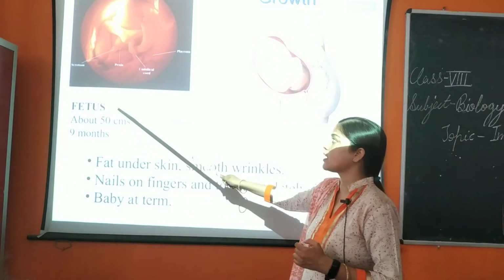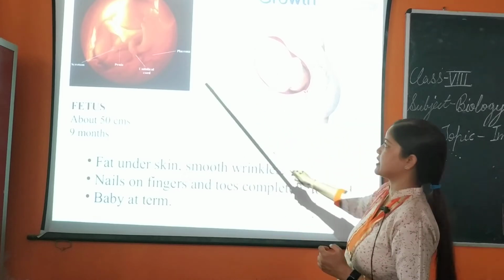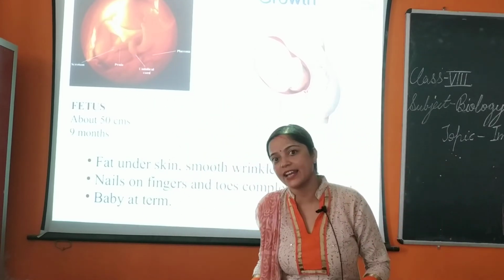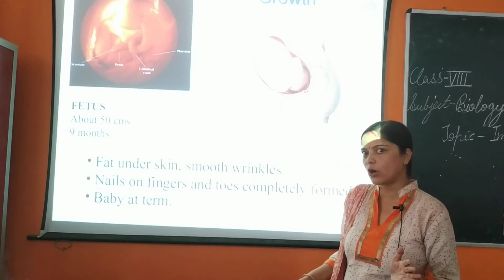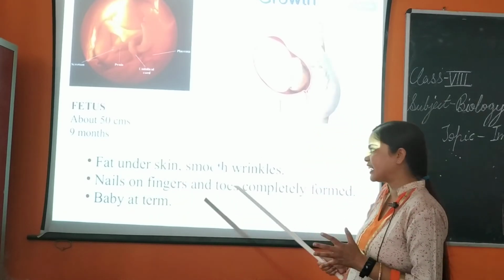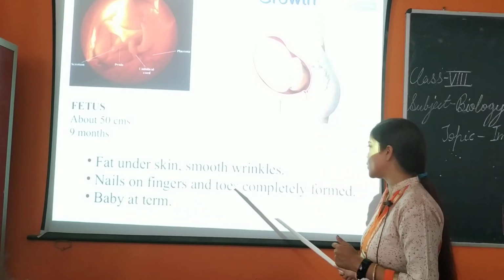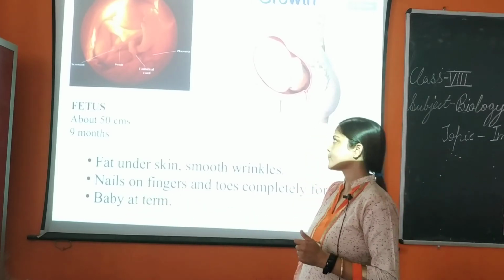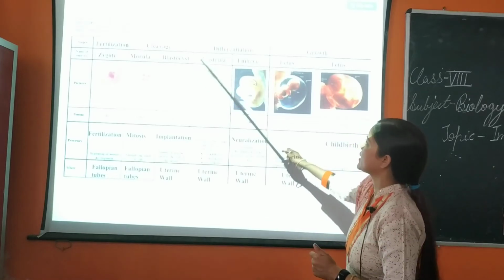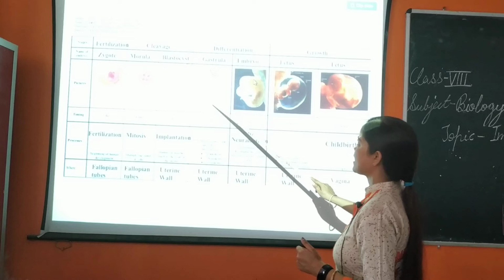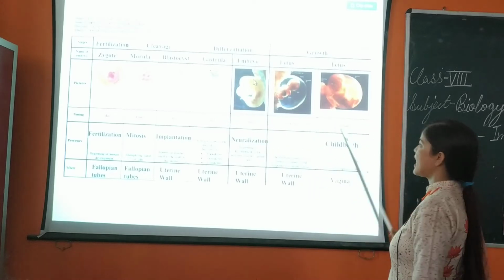Now the fetus is about 50 centimeters. Its growth is about 50 centimeters and it has grown up to 9 months. The baby is now of 9 months. What happens? Fat under the skin, smooth wrinkles, nails on fingers and toes completely formed. Baby at term. So here is the full diagram of fertilization, cleavage, gastrula, embryo and fetus.